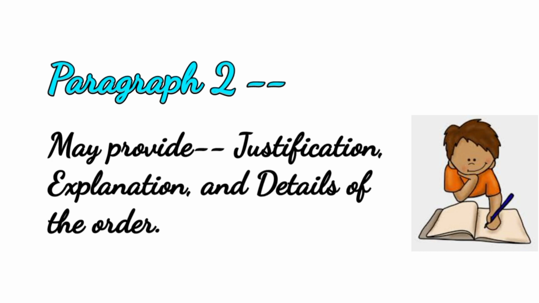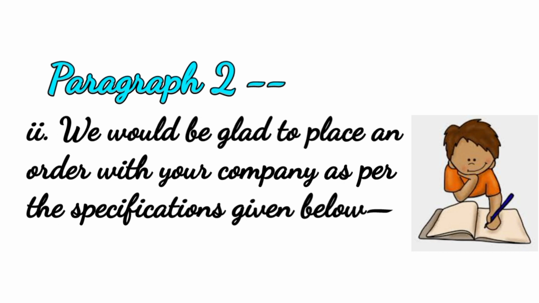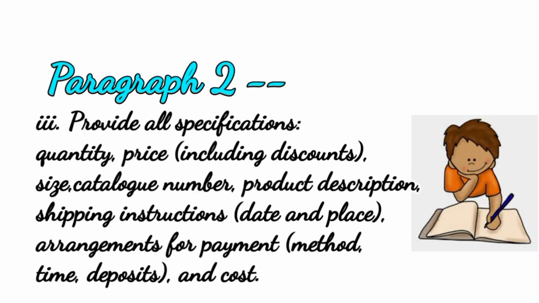Paragraph 2 may provide the justification, explanation, and details of your order. You may begin the second paragraph like this: we would be pleased to place an order with your firm or company. Or, we would be glad to place an order with your company as per the specifications given below. And now for the most important part of your letter, that is placing the order itself. Here, you must provide all the specifications of your order.